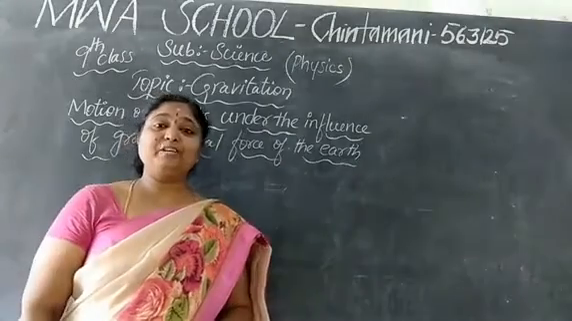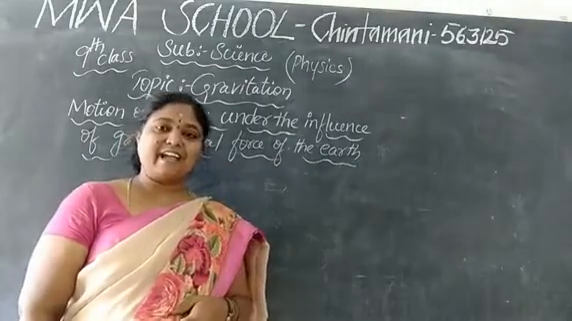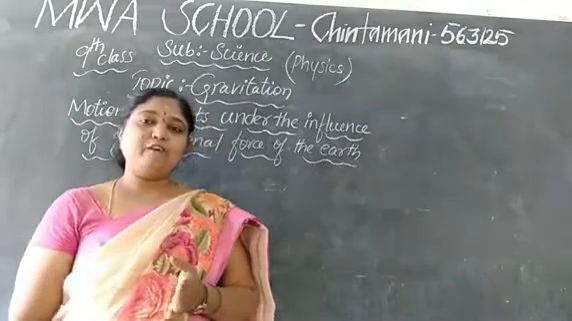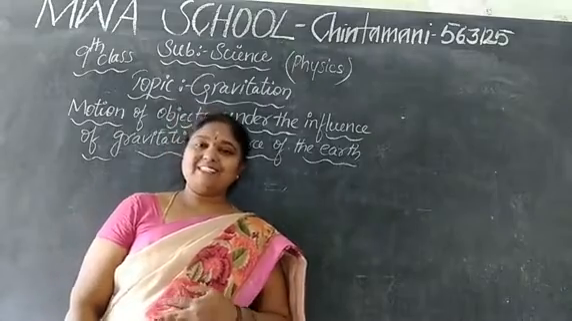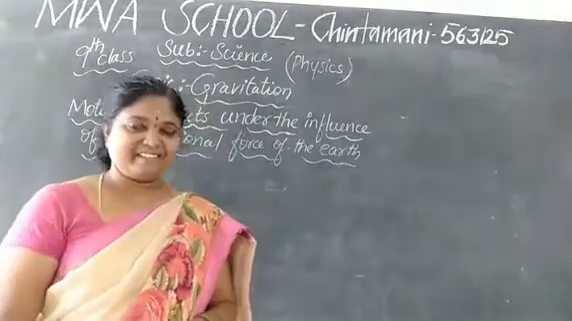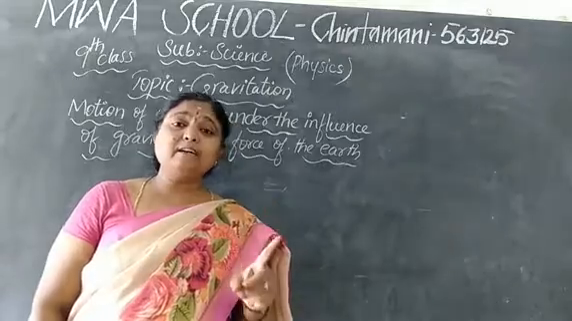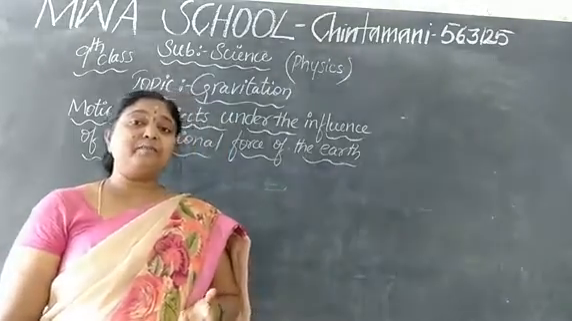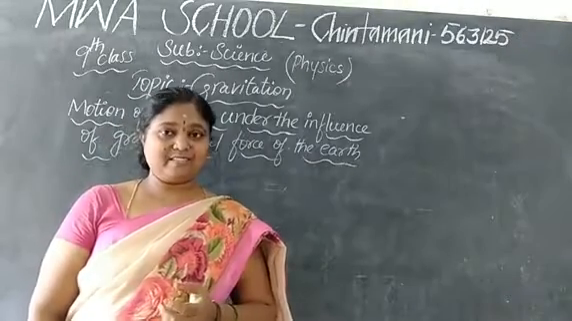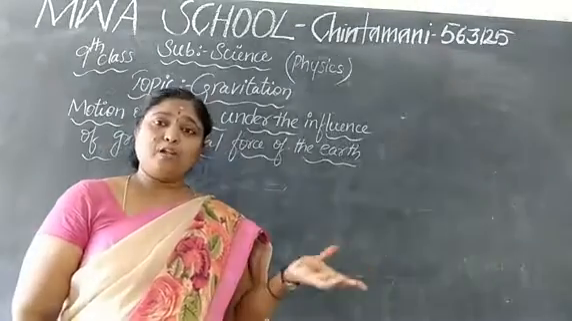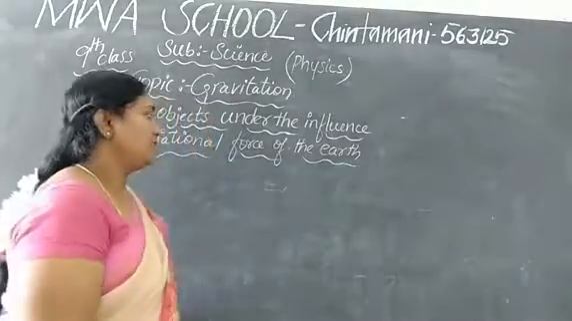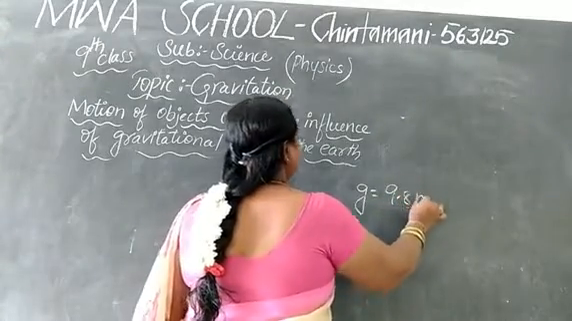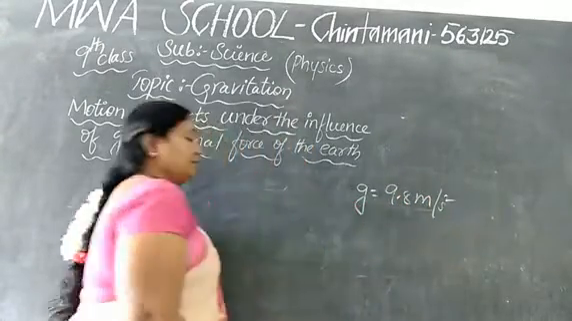So what is our topic? It's gravitation. In the previous class we learnt about the universal law of gravitation and also acceleration due to gravity. Universal gravitation is denoted by the capital G. Acceleration due to gravity is denoted by the small g. And we have solved the value of g also. What is that value of g, children? g is equal to 9.8 meter per second square.